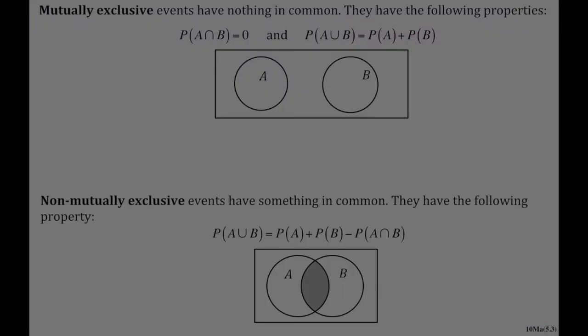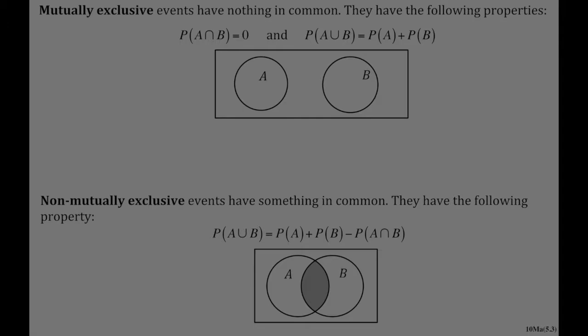First of all, we need to understand what mutually exclusive and non-mutually exclusive things are. Mutually exclusive events, they've got nothing in common. So notice when I draw the two circles, there is no overlap because there can be nothing shared between them.